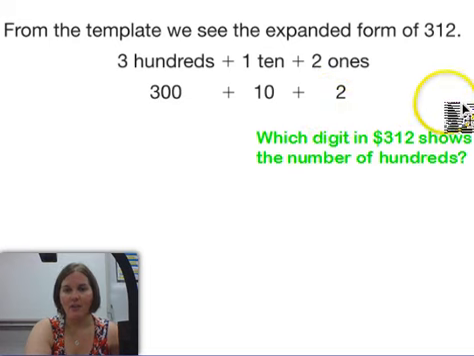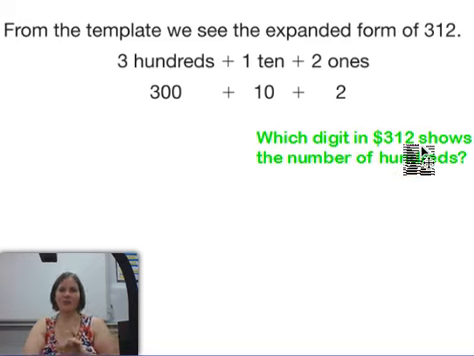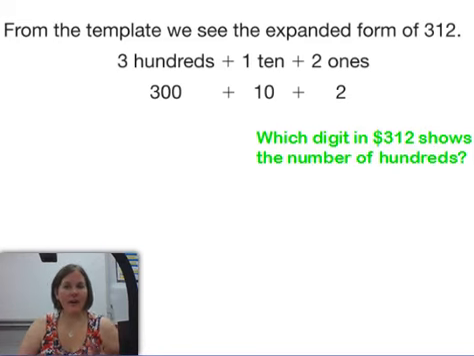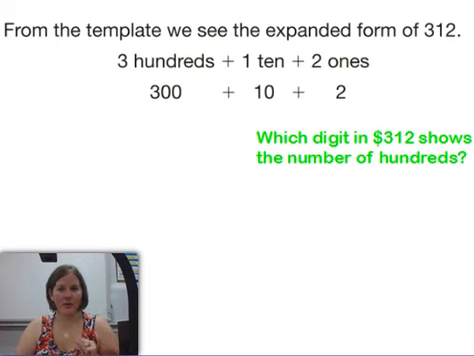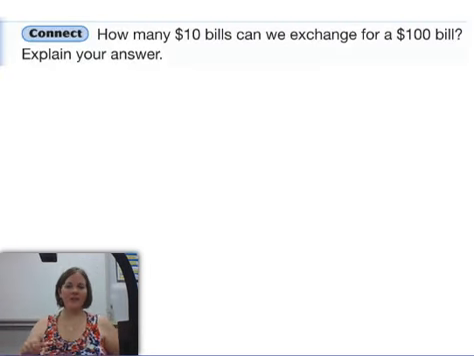Now, I want you to think about this. Here's this number, $312. Which digit in this number shows us the number of hundreds? So if you thought it was the 3 that showed us the number of hundreds, you are correct. The 1 shows us the number of tens, and the 2 shows us the number of ones.